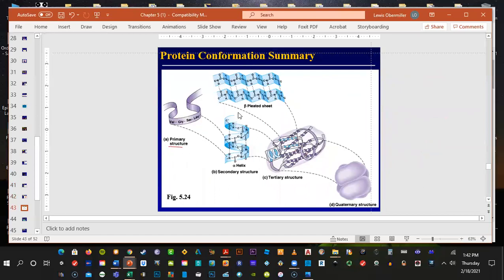All right, so this is just a review. We have primary and then we have secondary, and that's alpha helices and beta sheets. Remember, these are made by the backbone and the hydrogen bonds. Which are stronger, beta sheets or alpha helices?